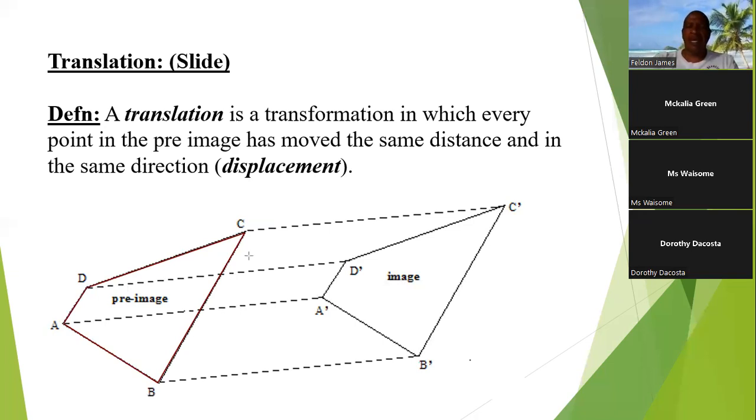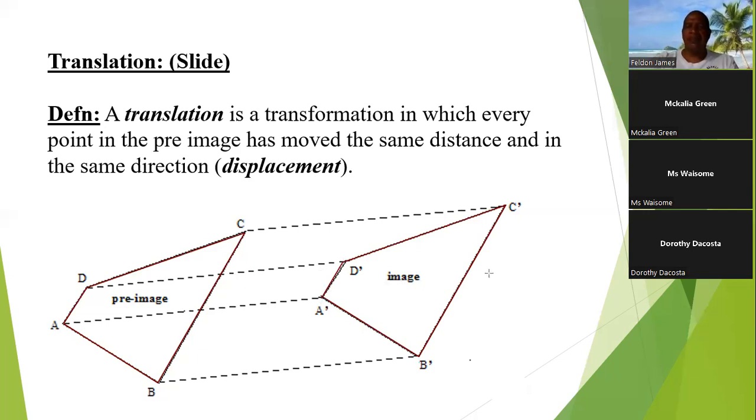Now, if this should slide, it would slide along the dotted lines, and those dotted lines would be the line of displacement. And so it would be sliding from the left, and it would now reach the points A dash, B dash, C dash, D dash, connecting back to A dash, all right?